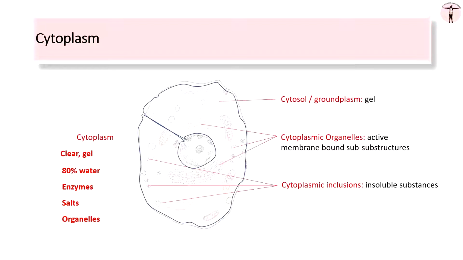You can think of ice cream with nuts, fruits embedded in it. Ice cream will be the cytosol. Nuts and fruits represent the organelles and inclusions. So, it can be observed that the cytoplasm is all of the material within a cell enclosed by the cell membrane except for the cell nucleus.